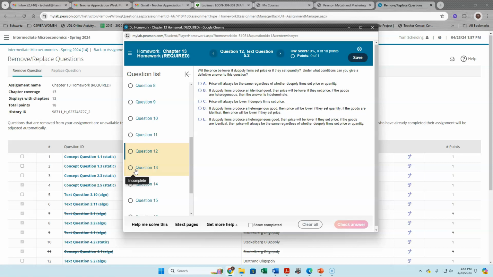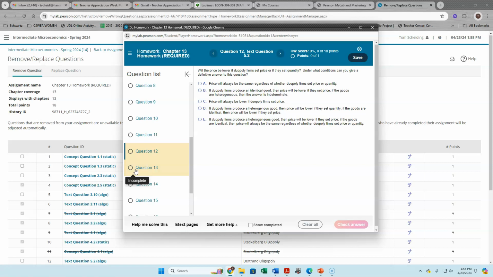Number 12. Will the price be lower if the duopoly firms set the price or if they set the quantity? So which one matters? We're talking about basically differentiating between Bertrand and Stackelberg. Which one is it better to be? Under what conditions can you give a definitive answer to this question? Well, this comes down to what kind of product they're producing.